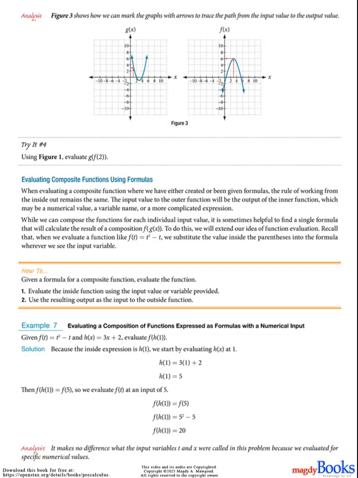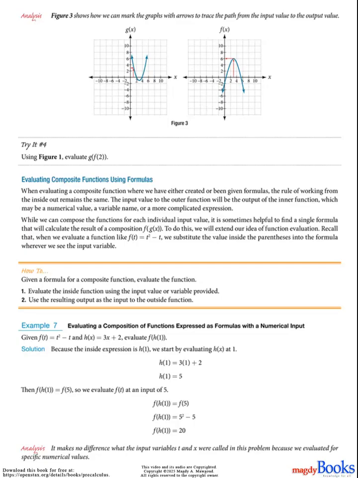While we can compose the functions for each individual input value, it is sometimes helpful to find a single formula that will calculate the result of a composition f of g of x. To do this, we will extend our idea of function evaluation. Recall that, when we evaluate a function like f of t equals t squared minus t, we substitute the value inside the parentheses into the formula wherever we see the input variable. How to: Given a formula for a composite function, evaluate the function. 1. Evaluate the inside function using the input value or variable provided. 2. Use the resulting output as the input to the outside function.